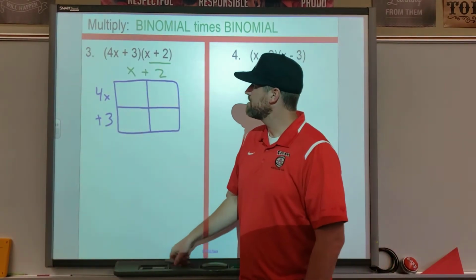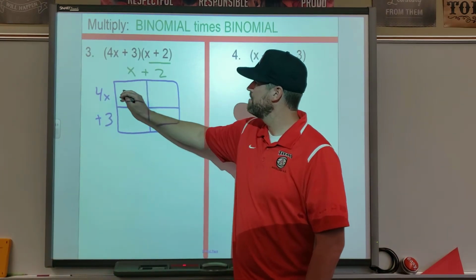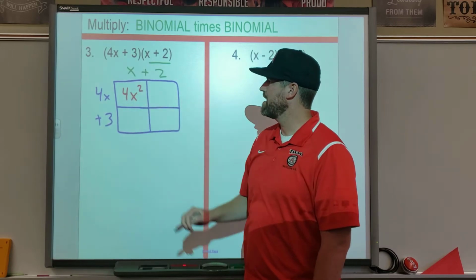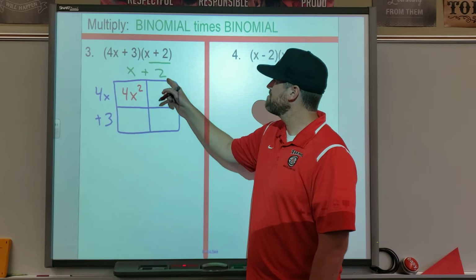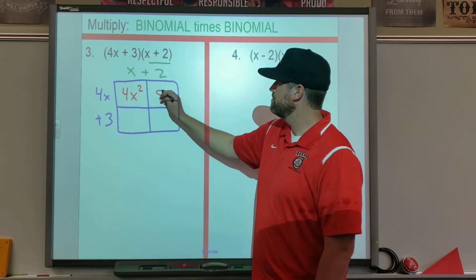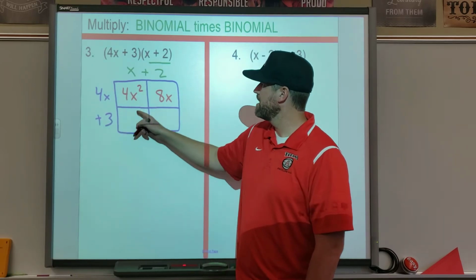So to get this first box, I'm going to do 4x times 1x, which gives me 4x squared. This next box will be 4x times positive 2, which gives me 8x. This box will be the 3 times x.